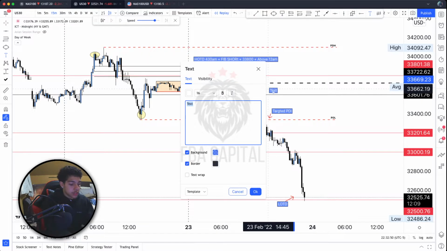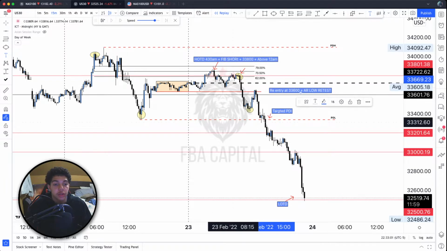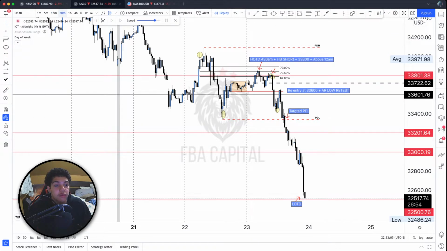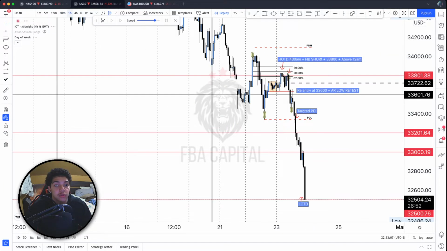So we had a potential re-entry at 33,600, plus you had the Asian range low retest. So there were two confirmations there in the overall bearish trend where you could potentially look to go short. Now let's go to a higher time frame, see if there's anything in between here.